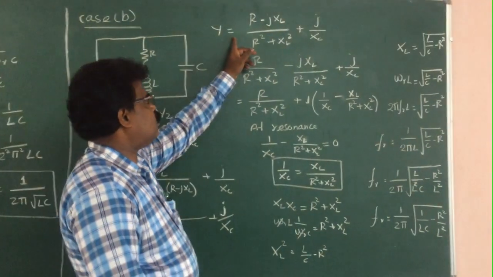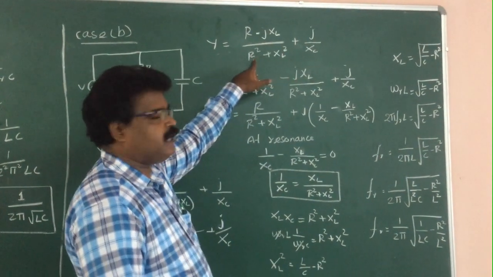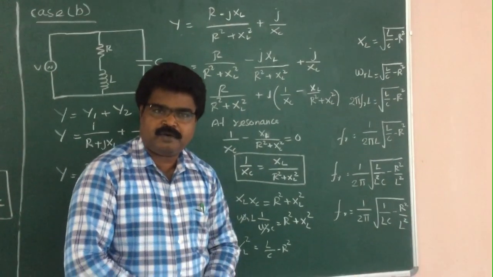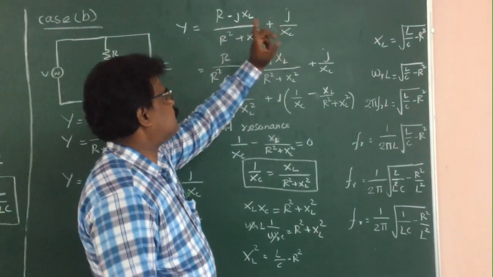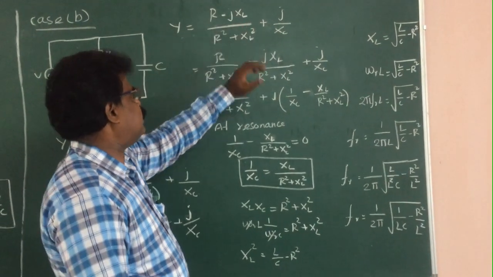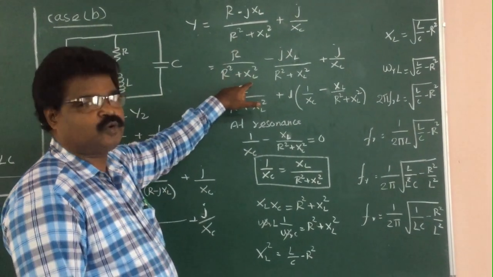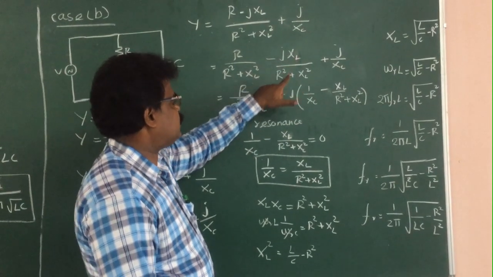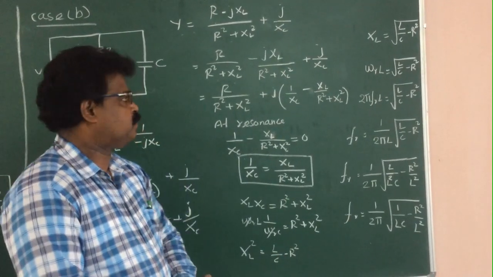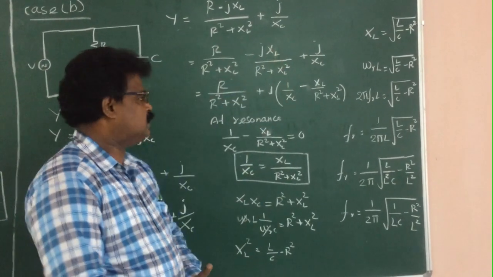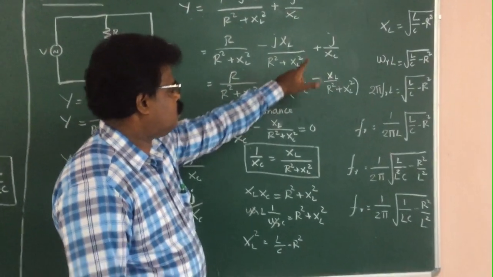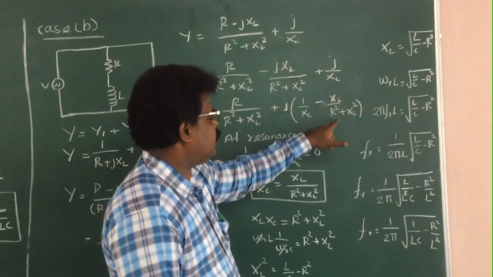So Y is equal to R minus j into XL, and the denominator is R square plus XL square, substituting the formula a plus b into a minus b, plus j by XC. Now you separate the terms: R by R square plus XL square, minus j into XL by R square plus XL square, plus j by XC. Now the j parts are separated, so you group the j part: R by R square plus XL square plus j into 1 by XC minus XL divided by R square plus XL square.